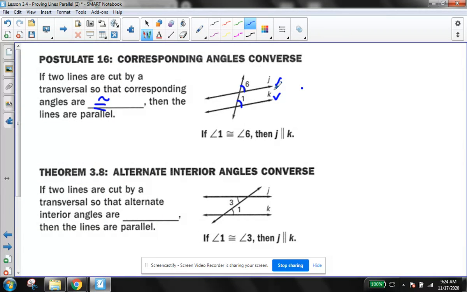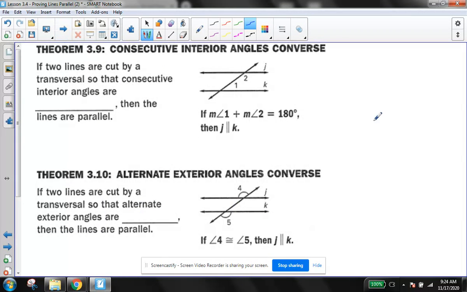Likewise, for the alternate interior angles converse, if we know that we have two alternate interior angles that are congruent to one another, just like angle 1 and angle 3 are in this picture, then we can say that the two lines are parallel to one another.